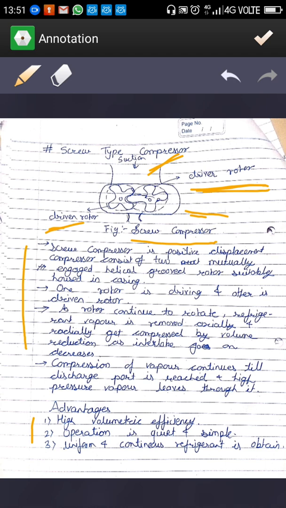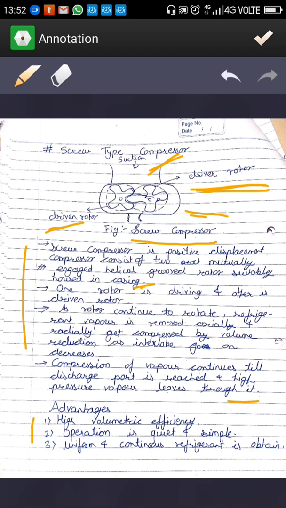so the screw compressor is a positive displacement compressor, consisting of two mutually engaged helical grooved rotors suitably housed in a casing. Casing means it is a cover of that particular assembly. One rotor is driving and the other is the driven rotor. As the rotors continue to rotate, refrigerant vapor is moved axially and radially and gets compressed by the volume reduction as the interlobe space goes on decreasing. Compression of vapor continues till the discharge port is reached and high pressure vapor leaves through it.